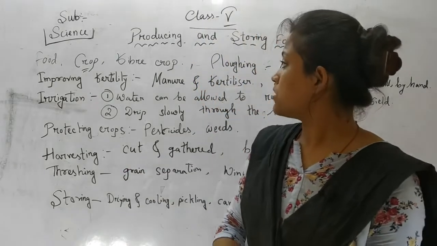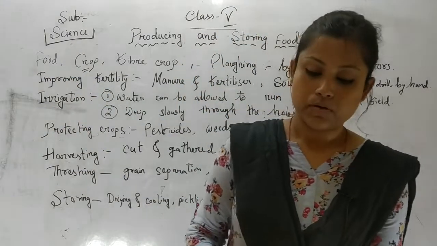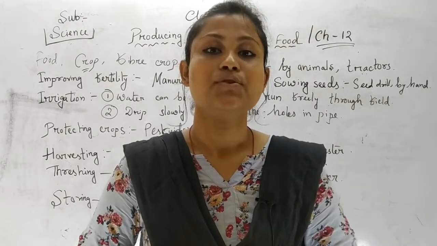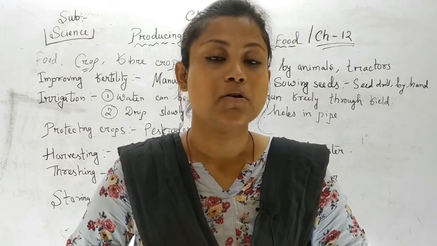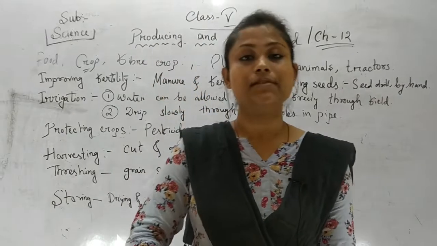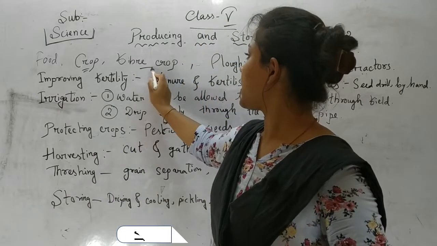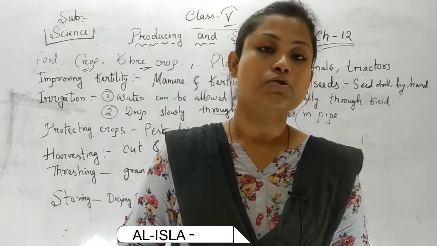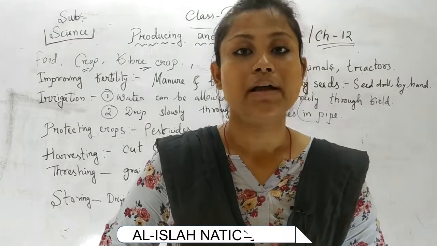Okay, so from the crops we are getting the food. Not all the crops, not all the plants in our environment are giving us food. Some plants are there from which we are getting cotton. And what is cotton? Cotton is a fiber. So the plants or the crops from which we are getting fiber are called fiber crops.